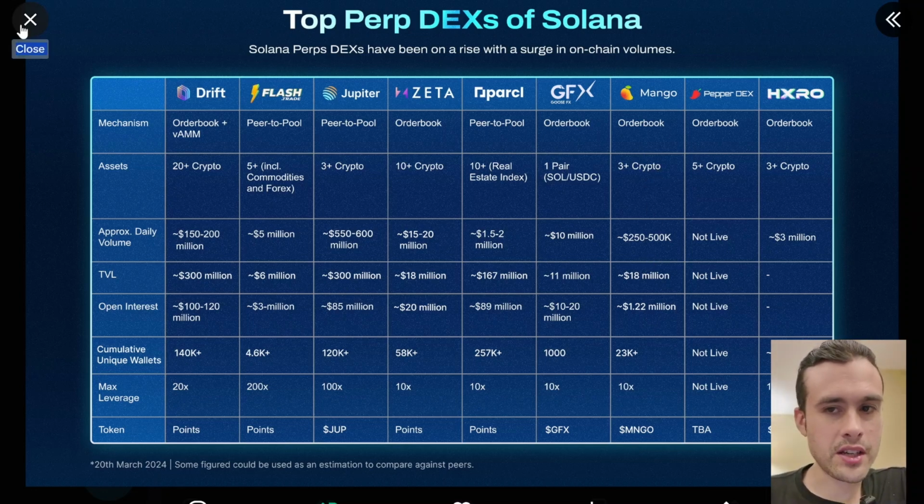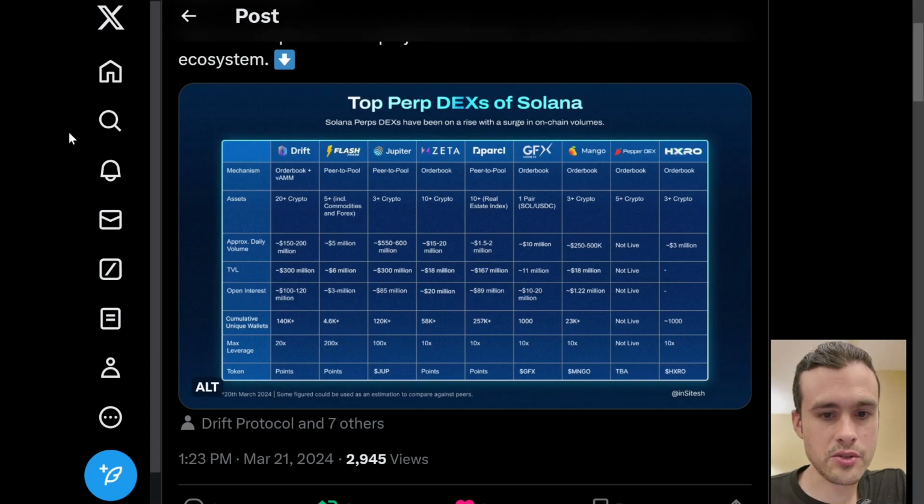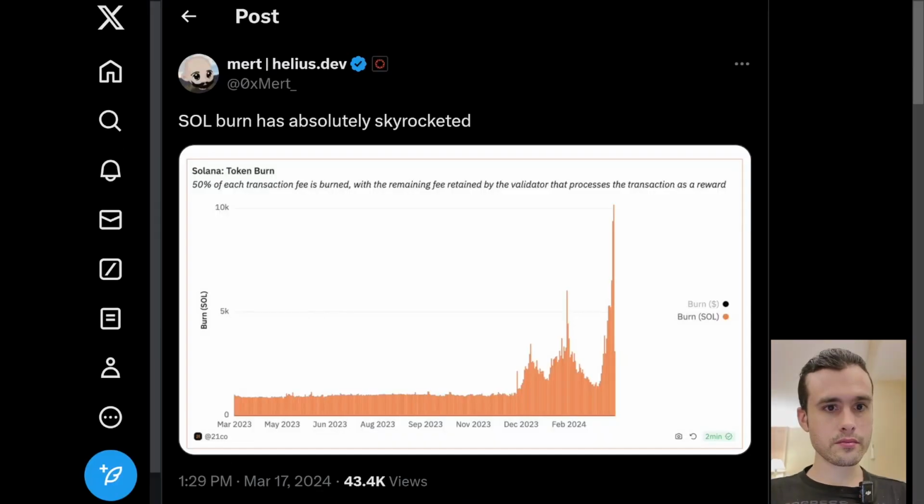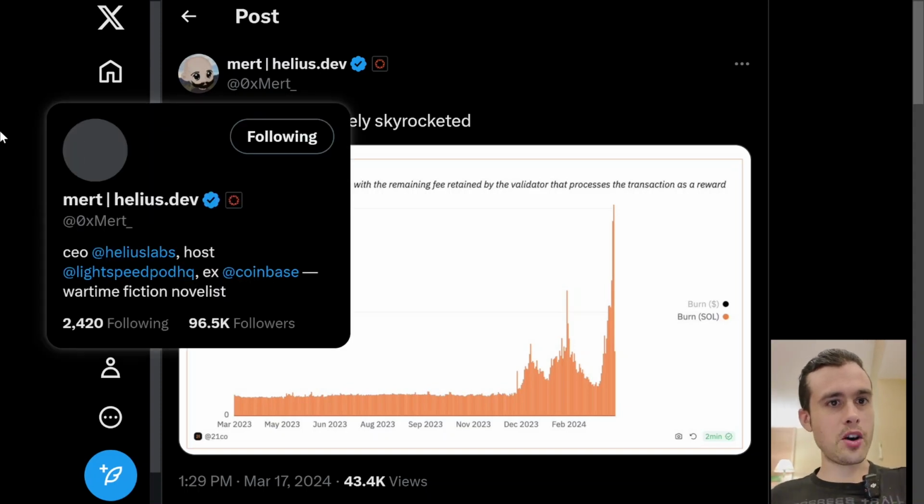In terms of the Perp DEXs on Solana, there's some pretty decent Perp DEXs on Solana. Zeta's a really good one too. I haven't really spoken that much about it. Just mentioned a few posts for the potential airdrops, but that's pretty much it. So let's talk about some on-chain stuff for Solana.